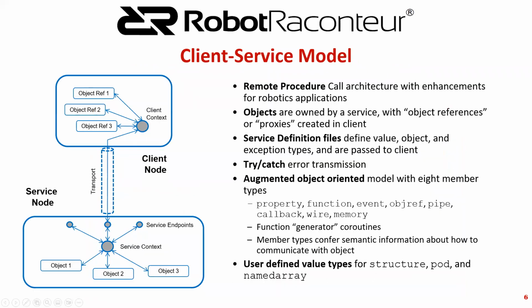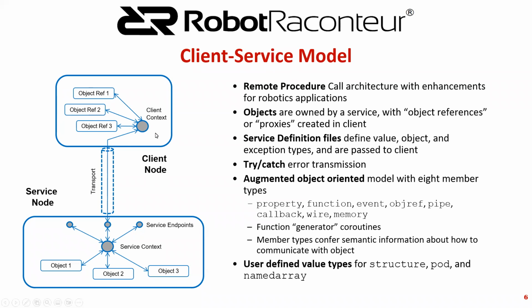This diagram is an overview of how Robot Raconteur works. Essentially, you have objects which live in the service, and the goal is to be able to communicate with them from the client. What Robot Raconteur does is take the objects and create references or proxies in the client, which then receive commands from the client and forward them to the service, and then return the response back to the client.